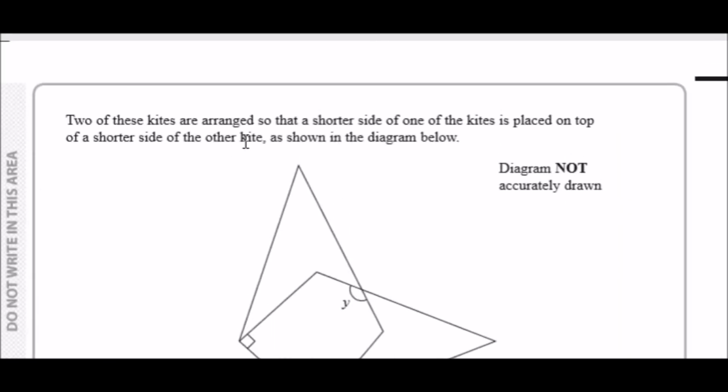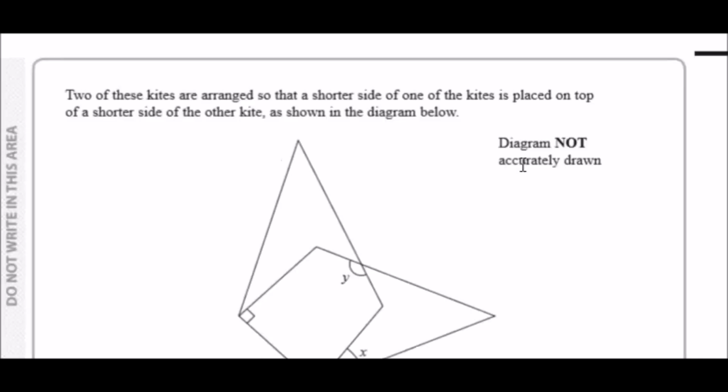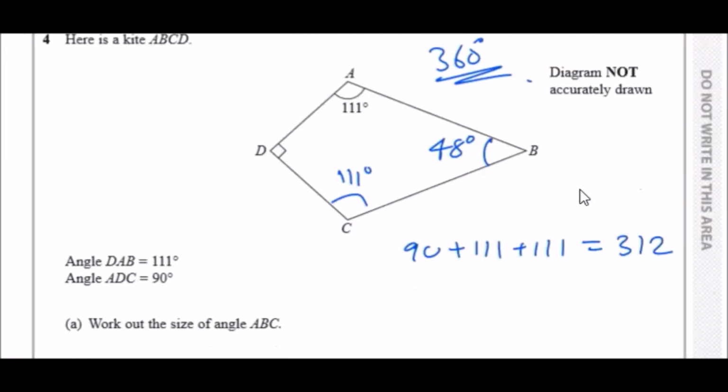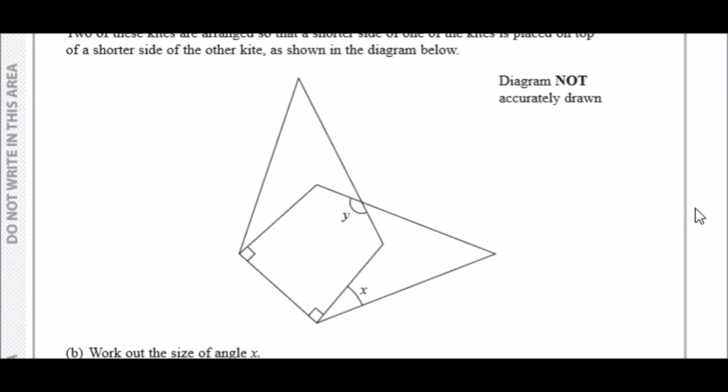Okay, part B. Let's check it out. Two of these kites are arranged so that the shorter side of one of the kites is placed on top of the shorter side of the other kite, as shown below. These are the same kites, by the way. They're both ABCD kites. Just to make it clear, I think it's best we label it right now, so we cut down a few steps.